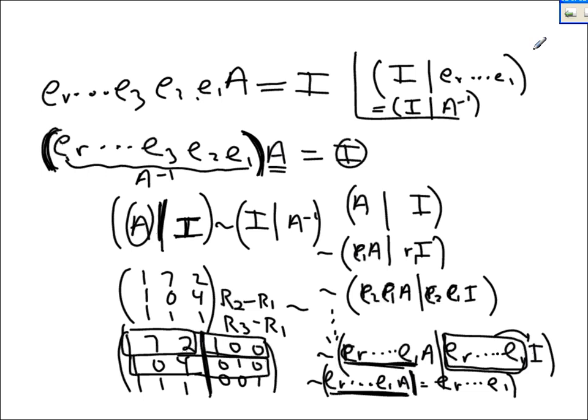If you understood this theory, wonderful. If you didn't, just know that when you take A and augment it with the identity matrix, if you can get it to be row equivalent to the identity matrix on the left, then whatever's on the right, that's A inverse. Whatever it is, it's A inverse.